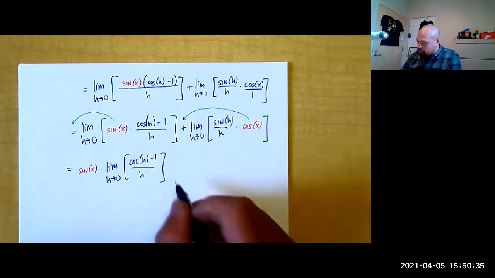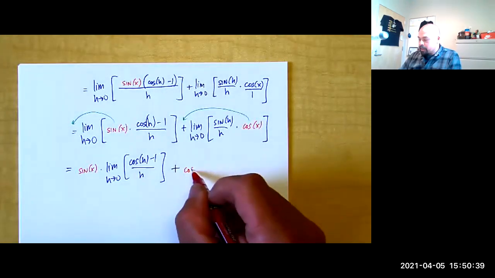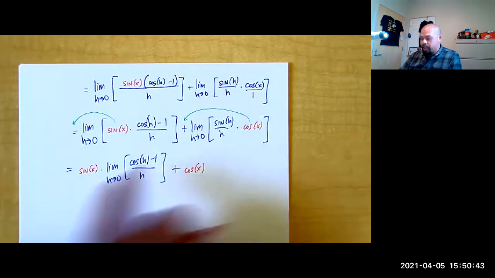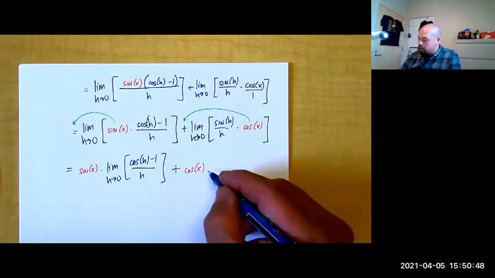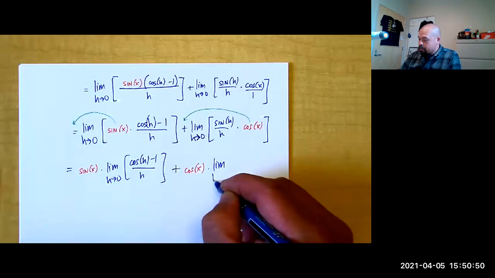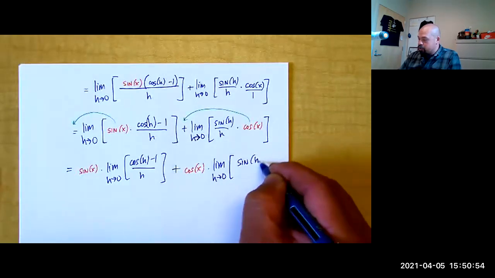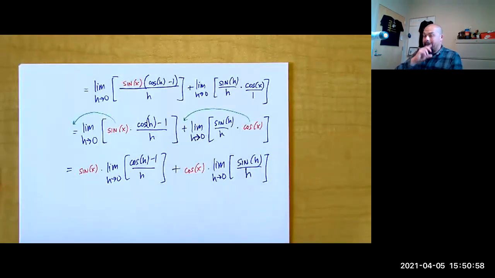Plus, and now again, that cosine of x doesn't change as h changes. As we let h go to 0, that cosine of x is unaffected. But we do have the sine of h over h in that limit as h goes to 0.